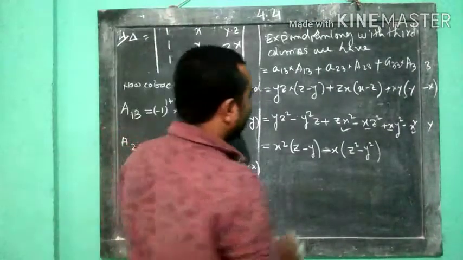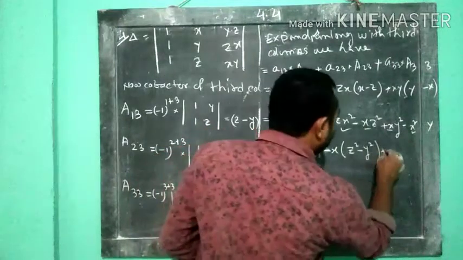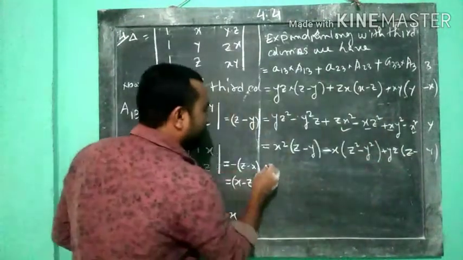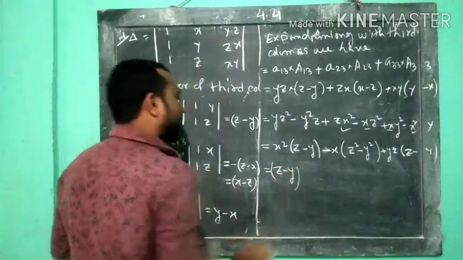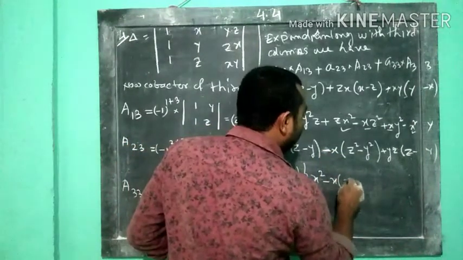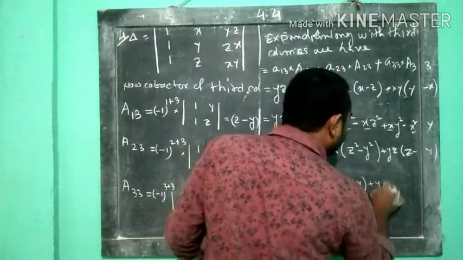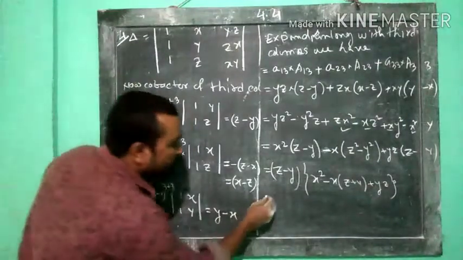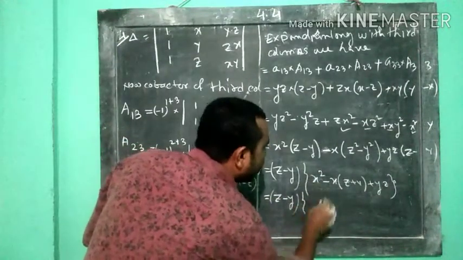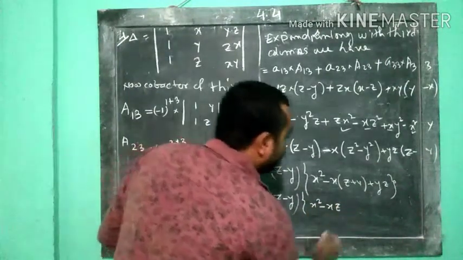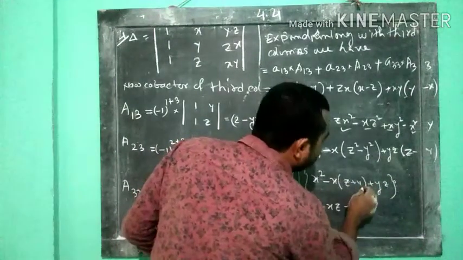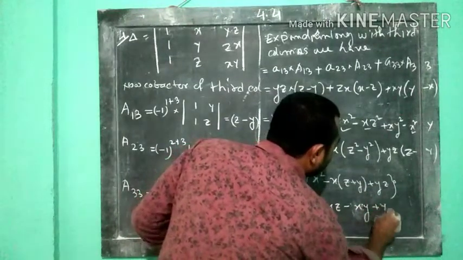And lastly, in these two terms, yz is common, so we get yz times (z minus y). Now taking z minus y common, the remaining terms are x squared, minus x times (z plus y), plus yz. So this is z minus y, whole into x squared minus xz minus xy plus yz.